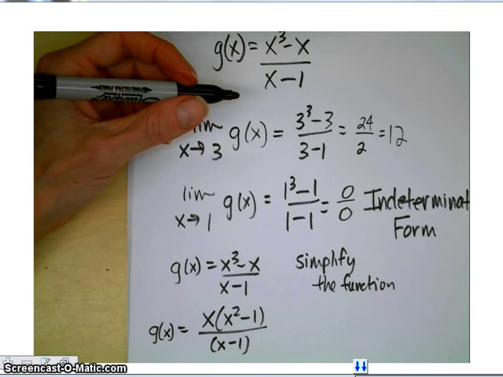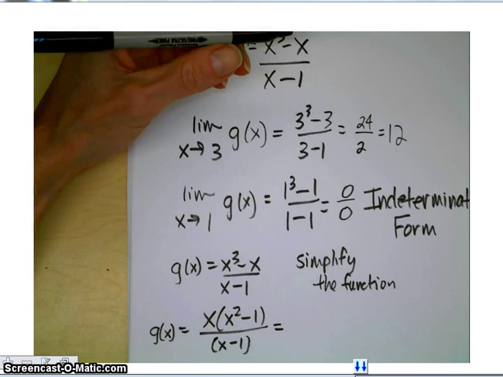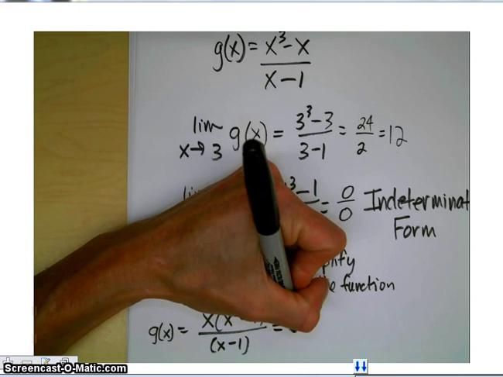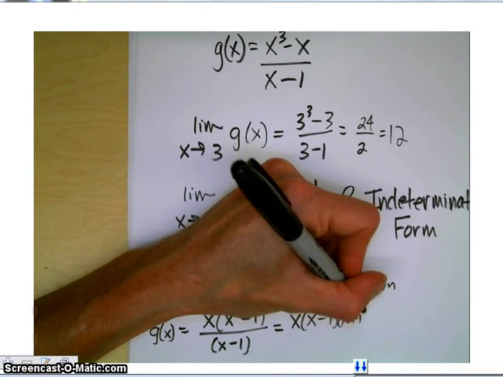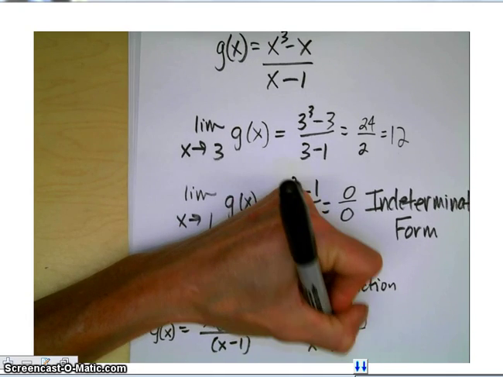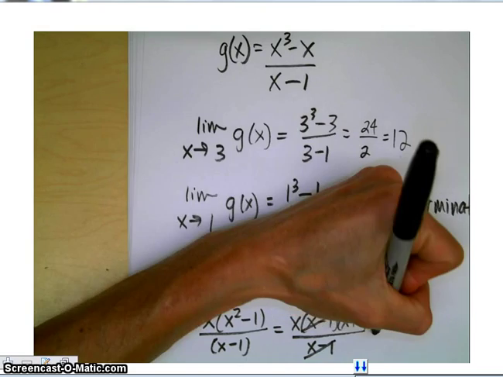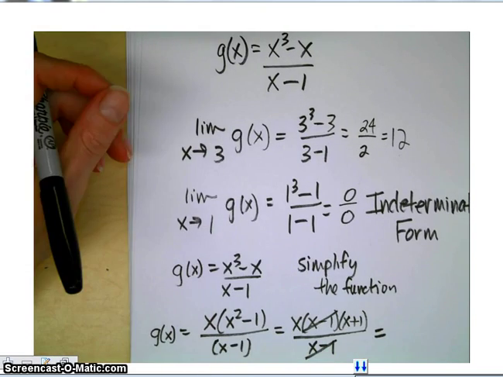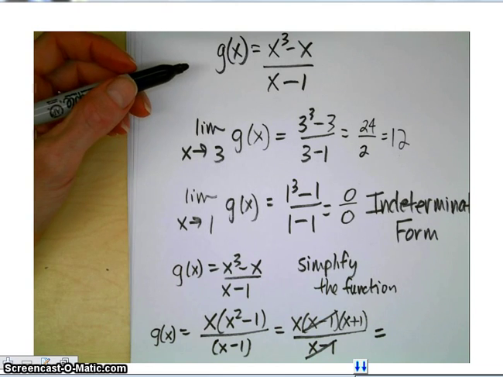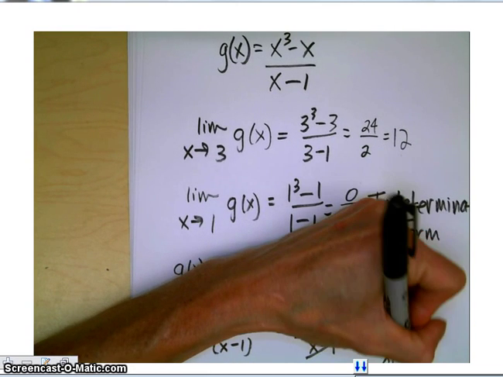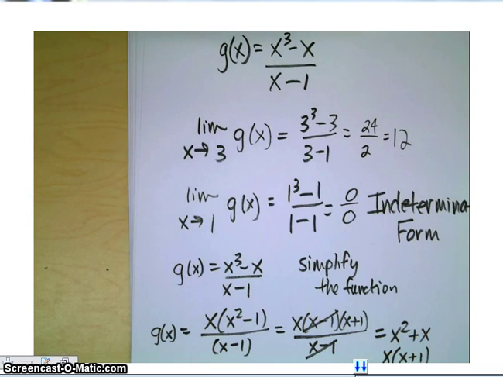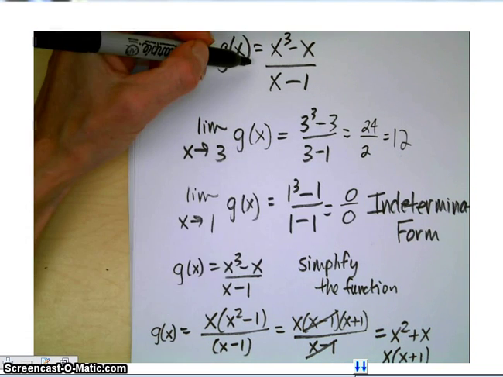I'm not done factoring. How else can this factor? You can go into x plus 1, x minus 1. Good, that's the difference of squares. And then notice the x minus 1 cancels. So what is g of x? What's a simpler way of writing that original function? X squared plus x, or x times x plus 1. Either one. Is that the same thing? Is that the same as that function actually?